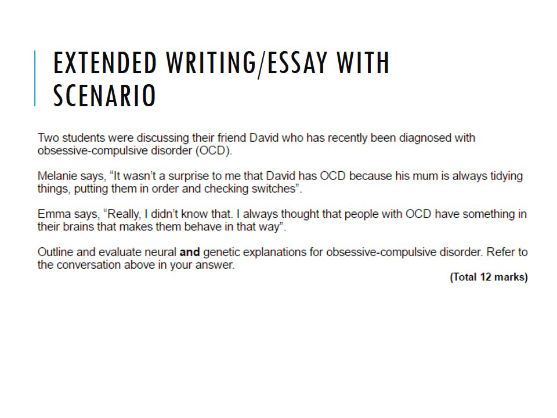So that's your AO1. You're going to talk about the genes. Okay, SERT gene, COMT gene, that is, there's more than one gene. You're also going to talk about neural explanations, so you're going to talk about your low levels of serotonin and abnormalities within the basal ganglia. However, you also need to refer to the conversations above. Okay, so the fact that his mum has it may suggest that it is genetic. Emma saying that she thought it was something in their brains would suggest there are neural explanations in there. Obviously you need to expand on those points, but they're just some suggestions.